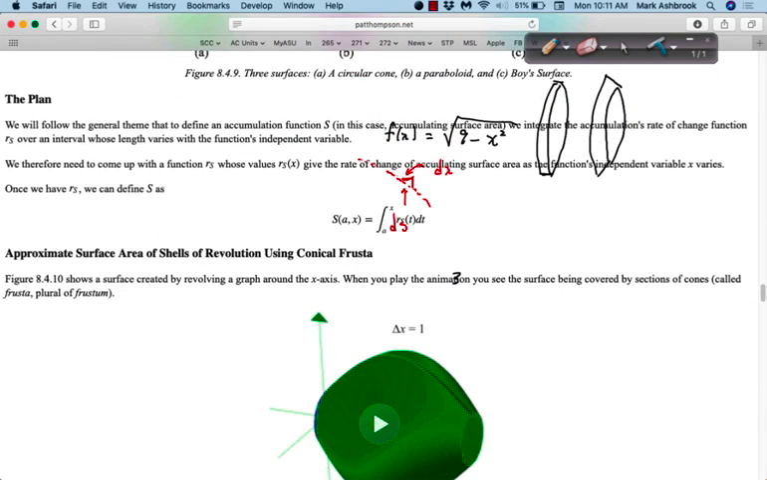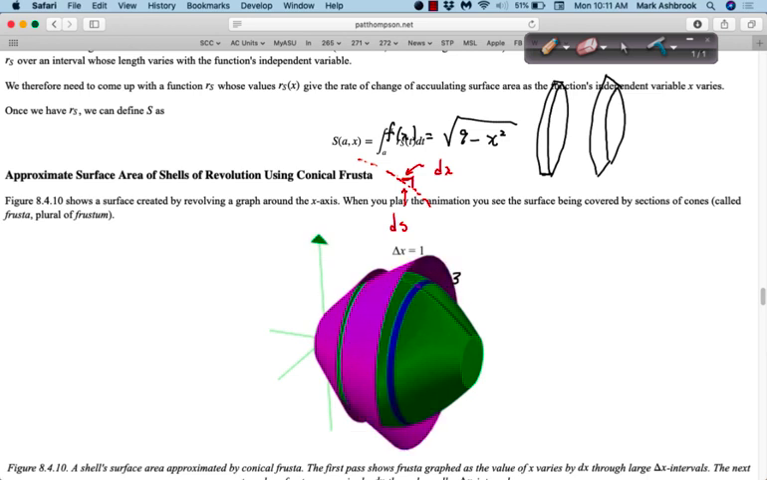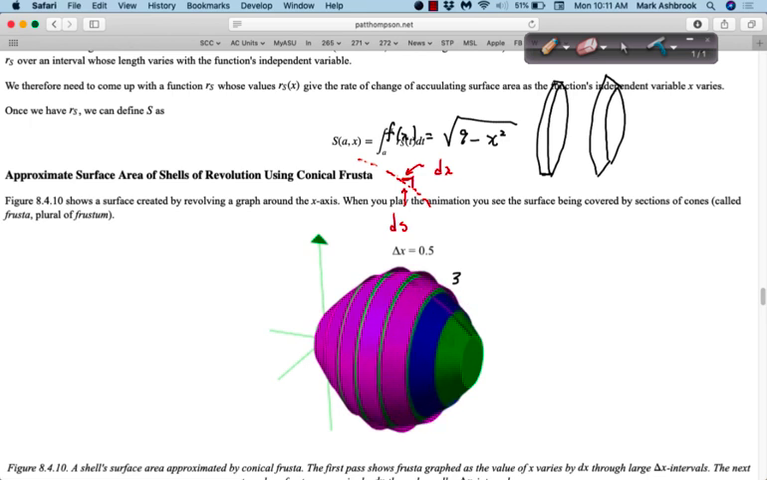So let's watch it here. Here is a large delta x using those frustums, right? These are the ribbons that aren't at a right angle, that are cut from a cone. And here's a smaller delta x. You see when delta x gets smaller, these ribbons of surface area are going to get the right surface area. Here's a real small delta x, 0.1. You see how those are matching the surface perfectly, rather than being like a stair step, what we had.